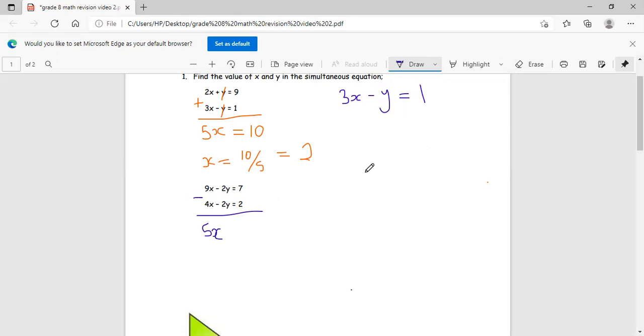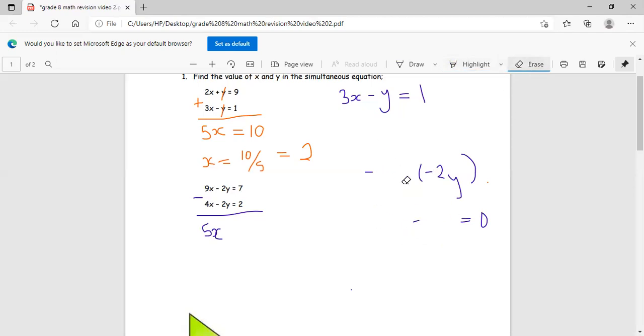Now, minus 2y, let me write that here again. Minus 2y. I have minus here, so minus, then minus again, 2y, minus 2y. Minus multiply minus, as you already know, is plus. So minus 2y plus 2y will now give me 0. So that's how I'm able to remove y. Can you see now? I've been able to remove y.